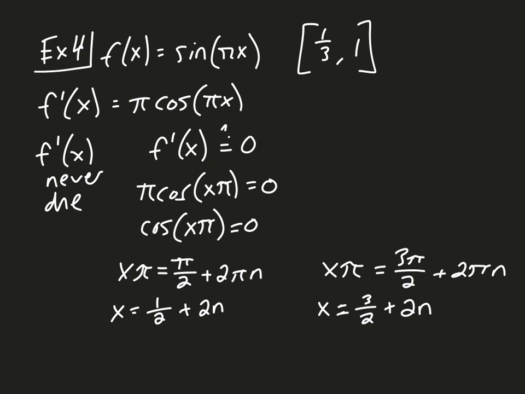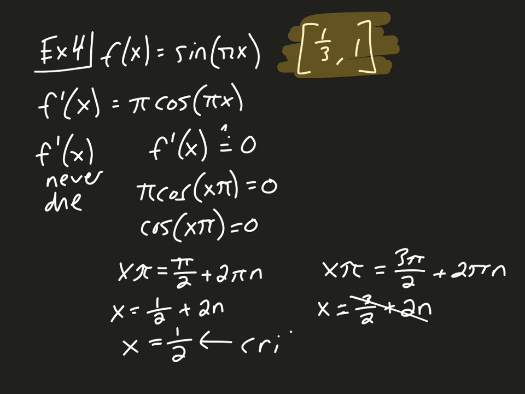Divide through by a pi because we're trying to solve for x. We end up with x equals 1/2 plus 2n, or x is equal to 3/2 plus 2n. Keep in mind our interval by which our function is defined, from 1/3 to 1. We can't really use any of those 2n's. We need n to be equal to 0 in the first case in order for it to fit within that interval. And there's never a place in which 3/2 plus 2n will fit within that interval. So we only have one critical value here. It's just at 1/2.